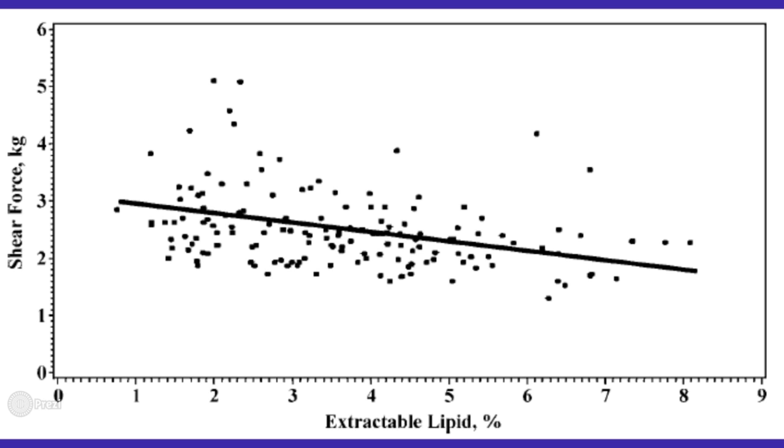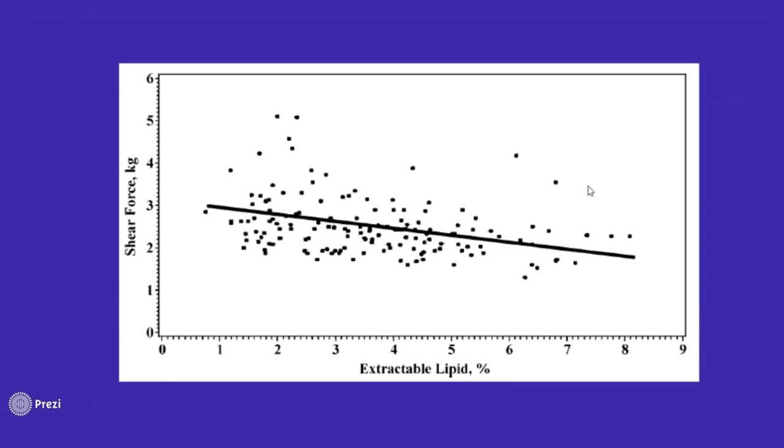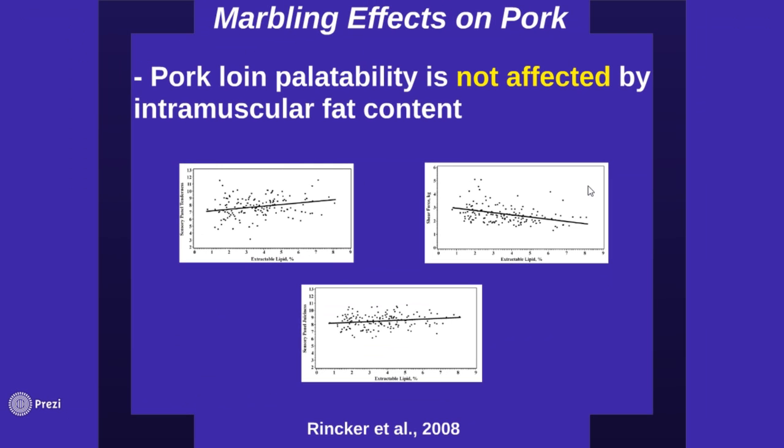And so here we can see again that while it's a little bit tighter along this line, some of these values in the 1 to 2% range are only around 2 kilograms, whereas when we go over to maybe 7%, there are some that vary all the way up to almost 4 kilograms of force required to shear those muscle fibers. And so again, while there is statistical significance in this, the variation is pretty great, and it's something that marbling doesn't do a very good job of explaining.